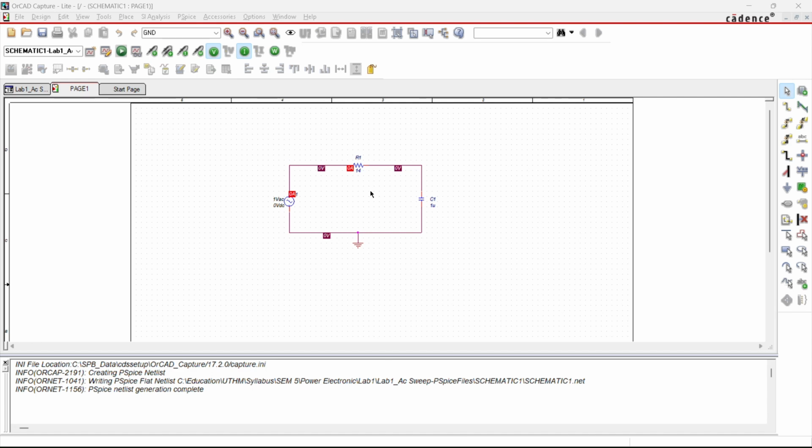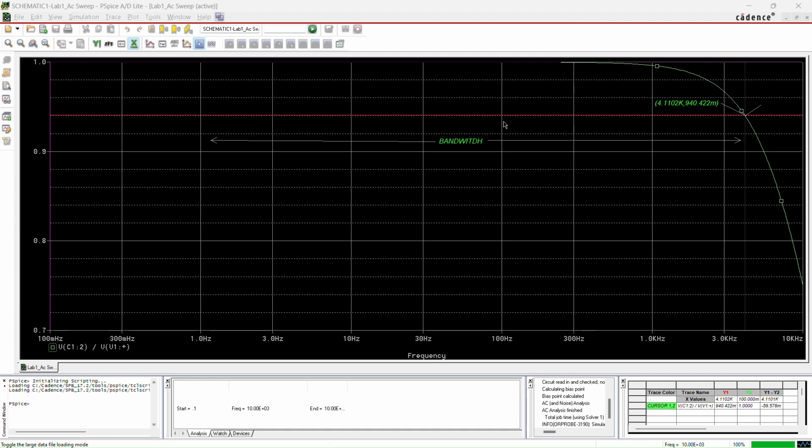I will show you the graph. This is our AC sweep graph after the simulation. The graph is frequency over voltage. This is the bandwidth. That's all for this part, AC sweep.